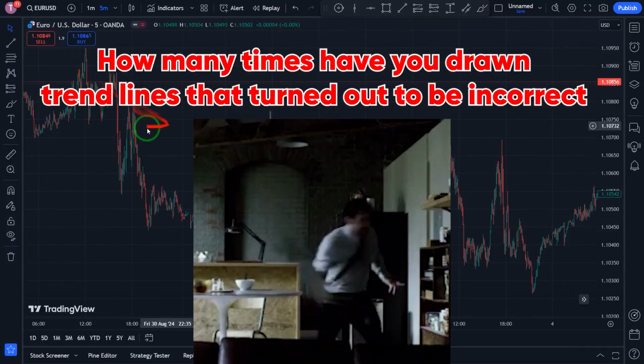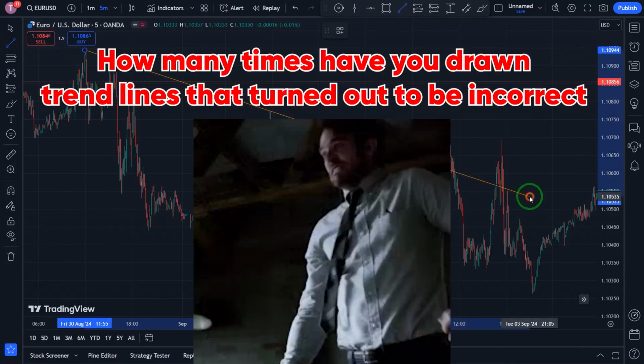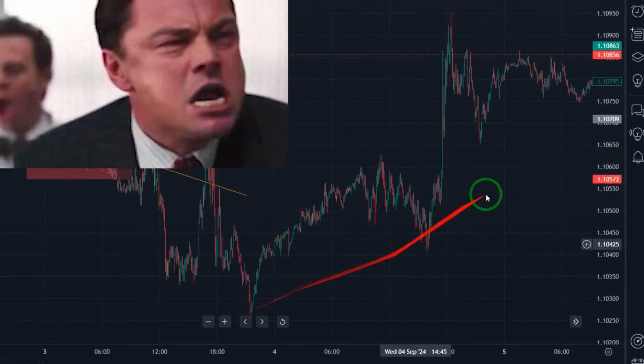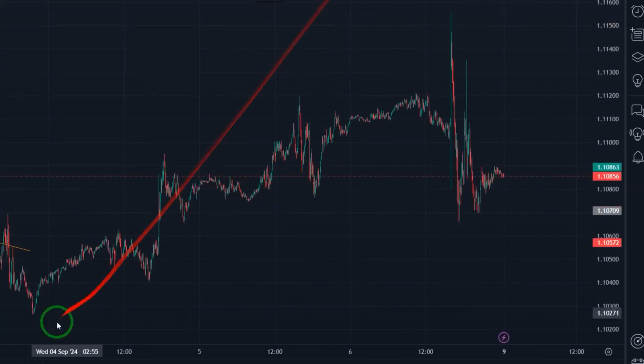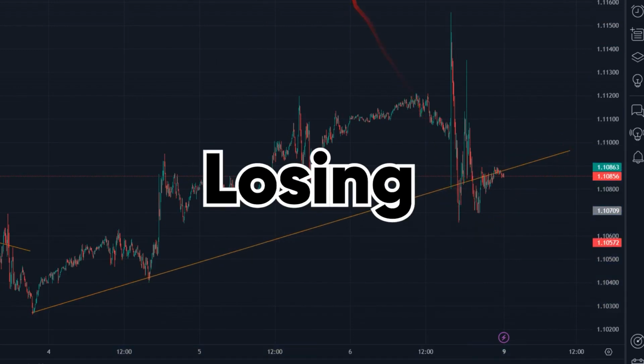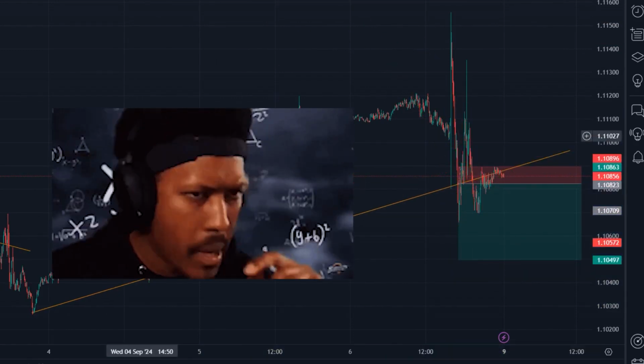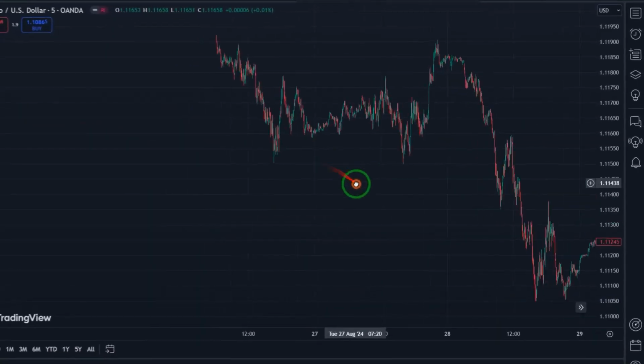How many times have you drawn trend lines that turn out to be incorrect? How many times have you entered a trade after these lines were broken, only to find that your trade ended up losing, hitting your stop loss and resulting in a loss of your money? I'm sure you have faced this problem too.